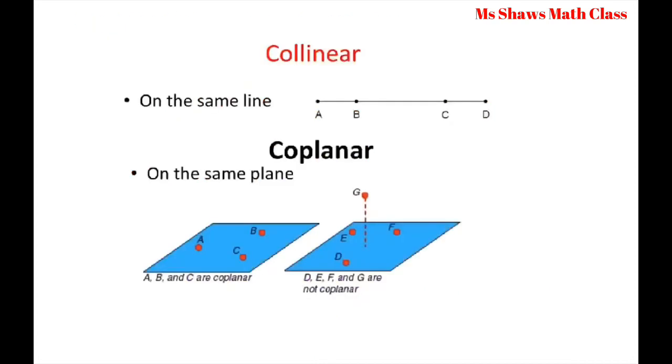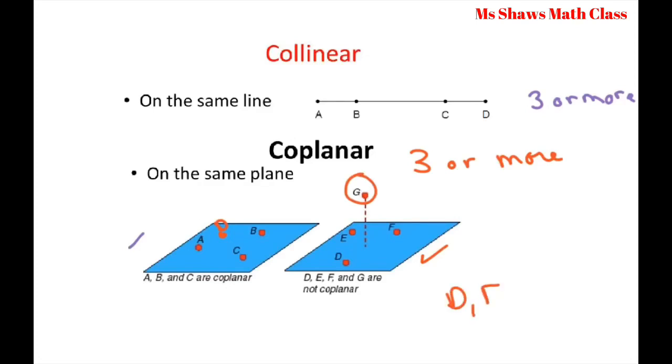All right, now let's go to some examples. So here's the definition. Coplanar: lie on the same plane. You need at least 3 or more. Okay, so in this figure, A, B, and C are all coplanar. We could have another point here. So if I have a point D, that would also be coplanar. In the second one, D, E, F, and G are not coplanar, but D, E, and F are coplanar.